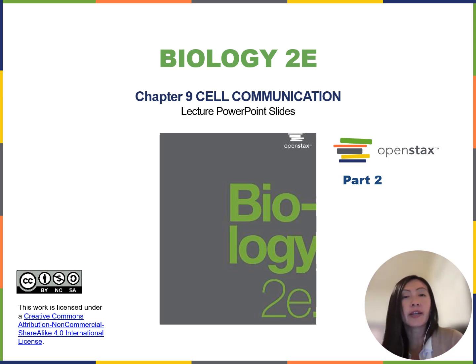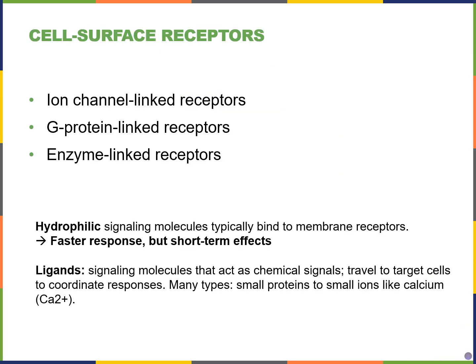In the second and final video, we're going to look at the types of receptors that we have to bind to signaling molecules. We're going to see that some of these receptors are on the membrane or the surface of the cell, but sometimes these receptors are actually in the cytoplasm of the cell, and that's true if the signaling molecule is hydrophobic or water-fearing and can pass through the cell membrane. So let's look at cell surface receptors first.